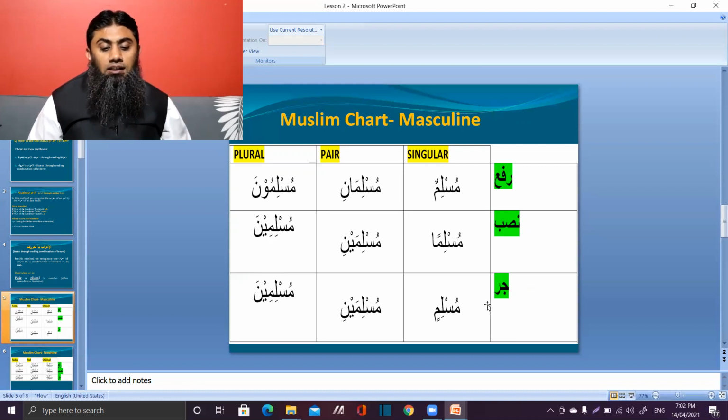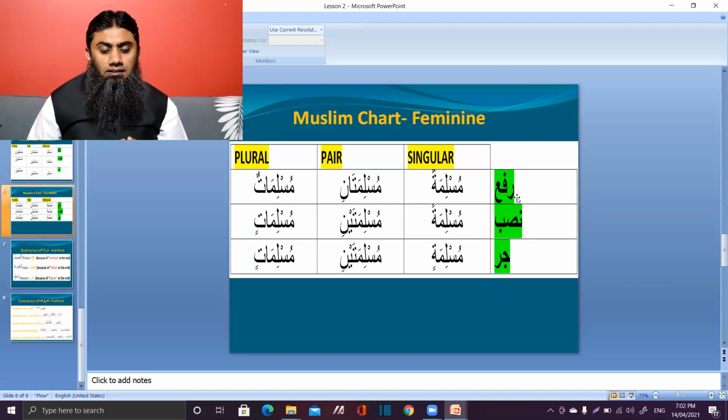Now very quickly, inshallah, before we finish, let me show you this was the Muslim chart for masculine. The feminine chart is pretty much similar. Let's cover that one as well. This is the feminine chart, as you can see on the screen. You see muslimatun. Look at the difference. It was muslimun and this is muslimatun. You have the extra ta.